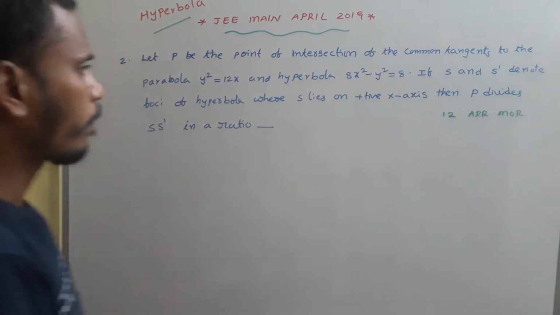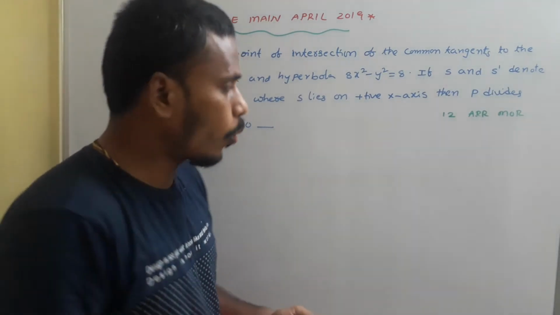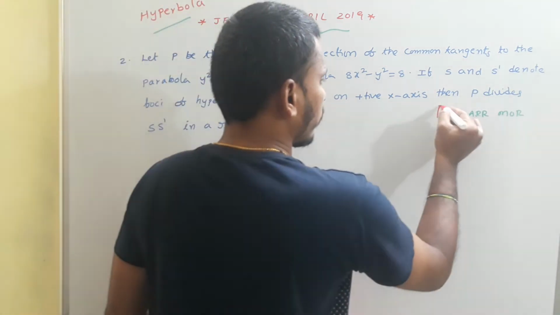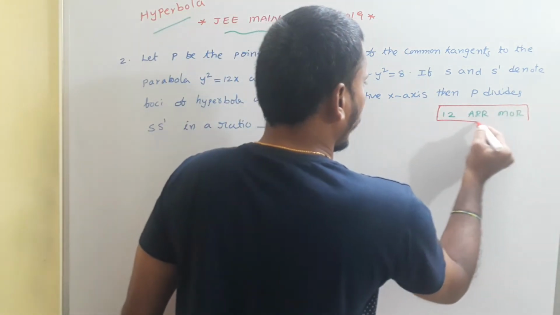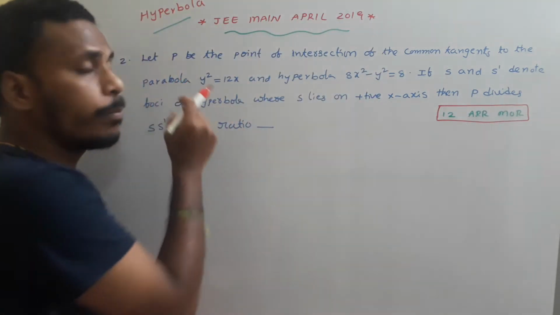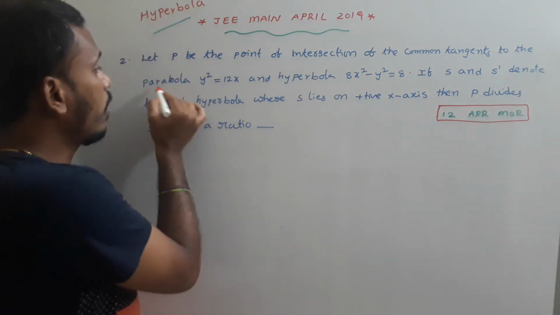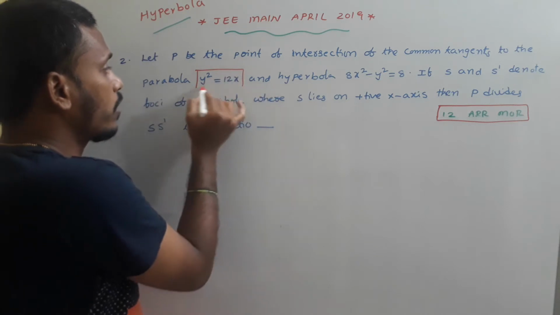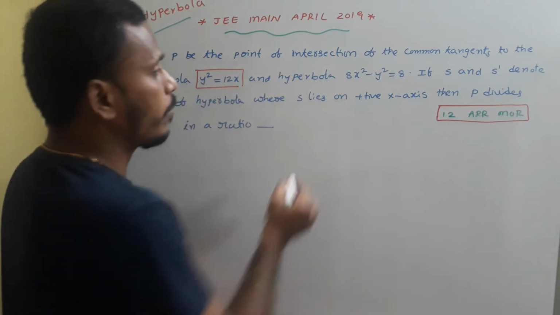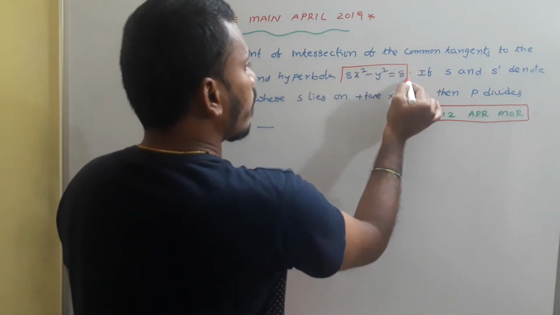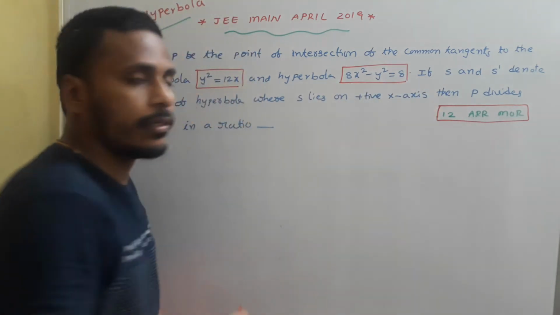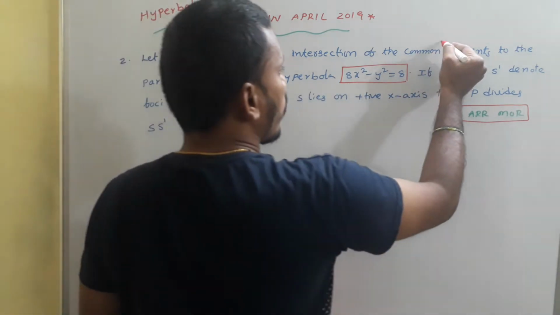Next problem. This is asked in 12th April morning session. Look at the problem again. Let P be the point of intersection of common tangents to the parabola y square is equals to 12x and hyperbola 8x square minus y square is equals to 8. Again the question is about common tangents.